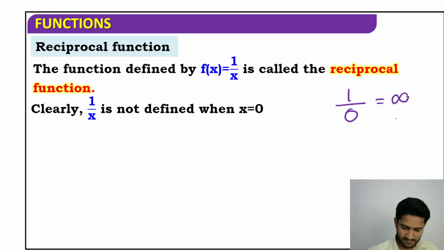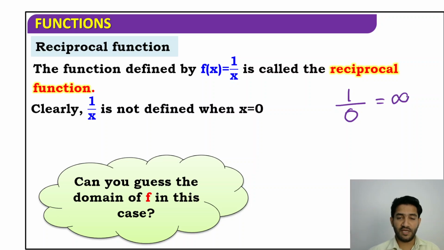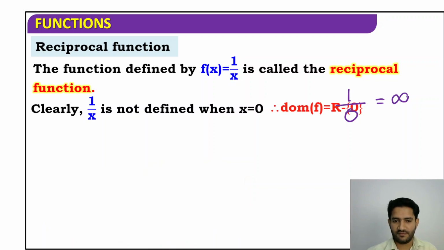So clearly, can you guess the domain of this function? It is not defined when x equal to 0. So surely for the domain, we want to eliminate the 0, because at x equal to 0 the function is not defined. That's why the domain of f is equal to R minus the set {0}. Set 0 means we are eliminating the element 0 from the real numbers.